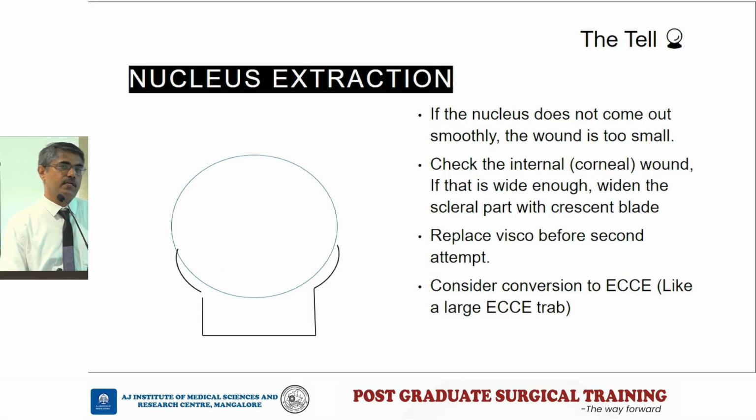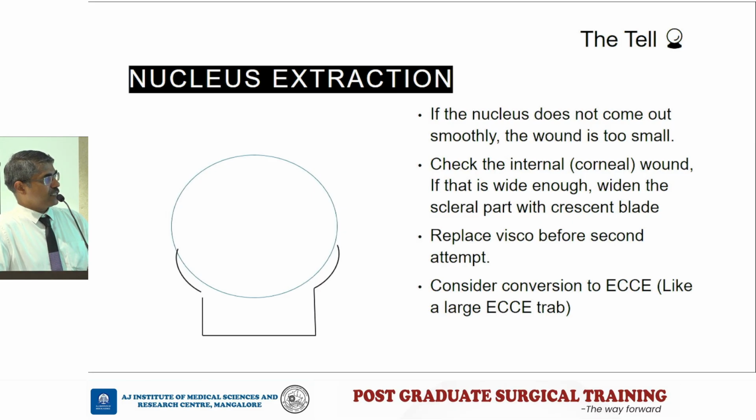So suppose your nucleus extraction is a problem. Obviously then you need to decide whether you'll try again or you will have to convert. If you're finding difficulty, first check the internal wound. The commonest thing is that the internal wound is not large enough. That is the most common mistake. If that is large enough, then you have to dissect the side pockets of the crescent and enlarge the external wound also, and you make one more attempt. If 2 attempts don't work, it is better to think of converting.